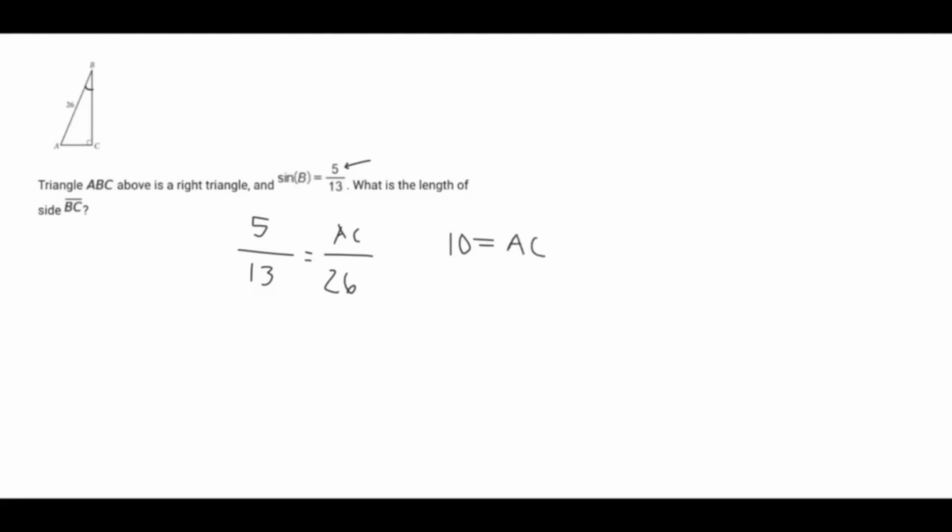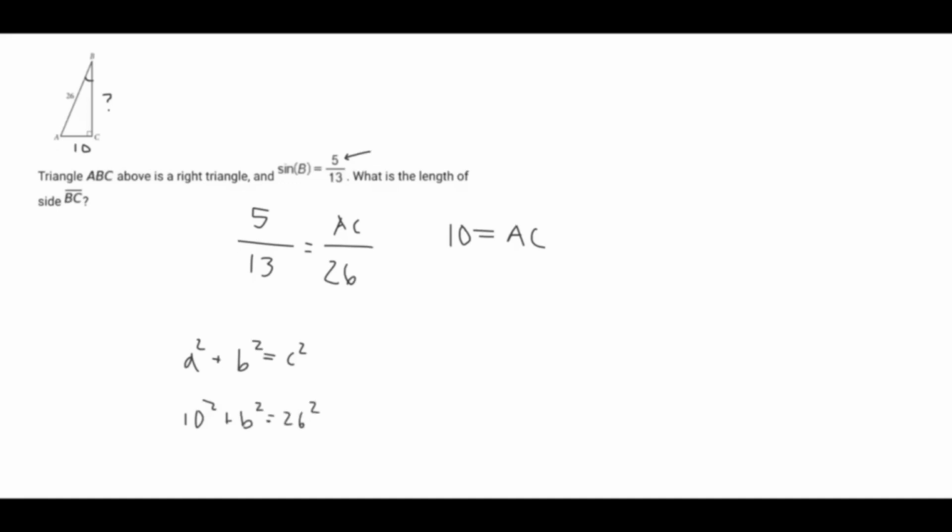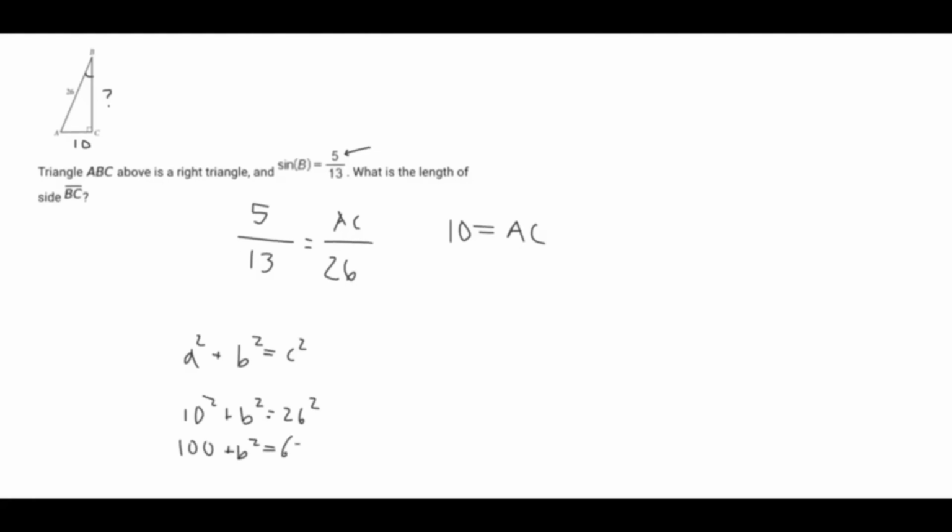So there we go. So we know that AC is 10, and now we want to find the side length of BC. So we don't know what BC is, but guess what? It's a right triangle, and so we can use Pythagorean theorem. So Pythagorean theorem is A squared plus B squared equals C squared, right? And it doesn't really matter, I guess I'll call AC the A value. So we have 10 squared plus B squared equals 26 squared. All right, so 10 squared is 100 plus B squared. 26 squared is going to be 676.